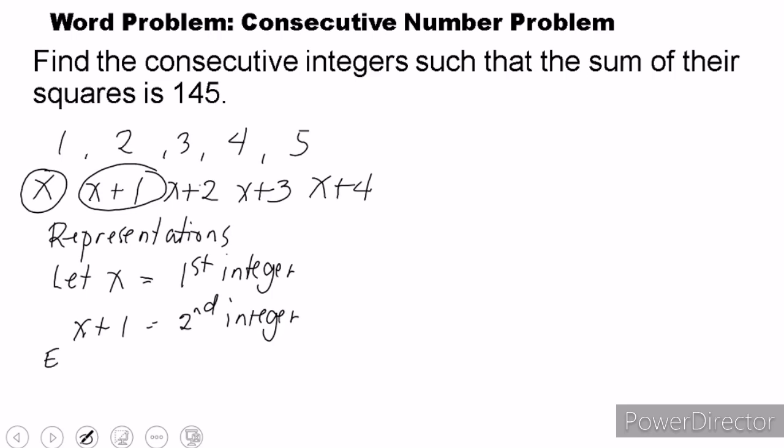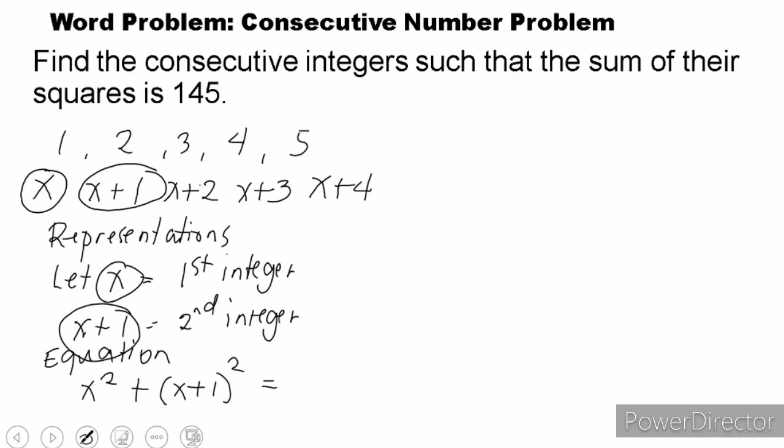So, yung equation niya, sabi natin kanina, kapag kinuha natin yung sum ng square ng dalawang integer na yon, ang sagot ay 145. So, yung square ng x ay x squared. Add natin siya dun sa square ni x plus 1, which is (x plus 1) quantity squared, which is equal to 145.